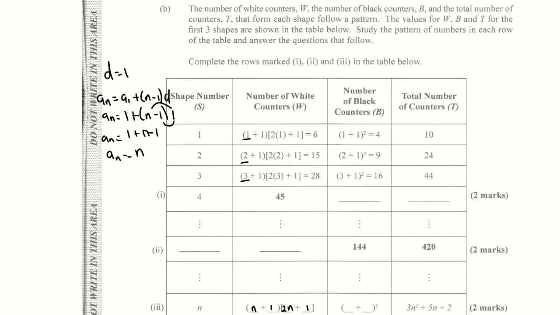So if you do put it in the formula, do I need to do it slower there? I think I kind of rushed that. Do we understand how I got an is equal to n, my n term is n?